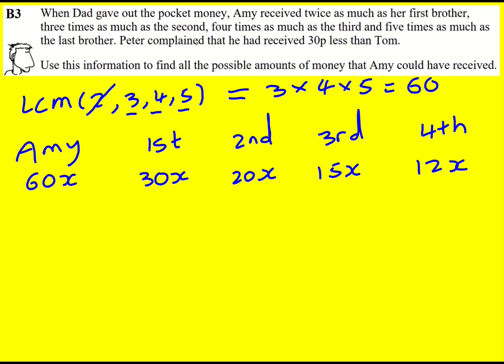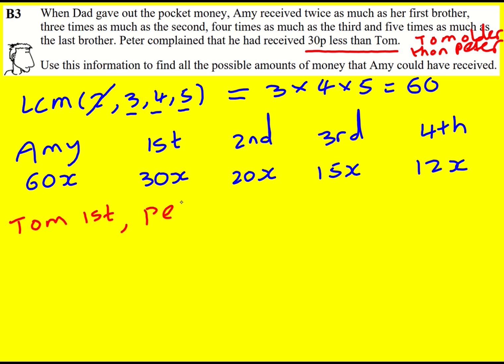Now, we're told that Peter complained that he had received 30p less than Tom. So we can see, because the amounts of money are going down, that Tom must be older than Peter. But we don't know which brothers they are, so we just need to systematically work our way through, considering them as the different brothers. So let's first of all go with Tom as the first brother. And I'll say that Peter is the second.